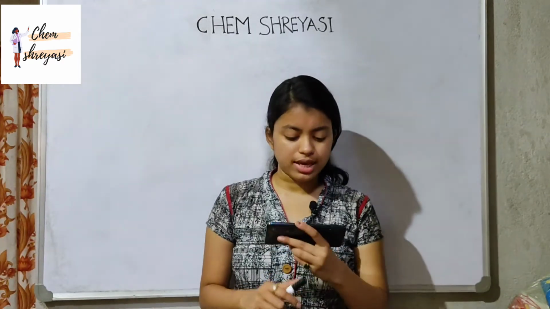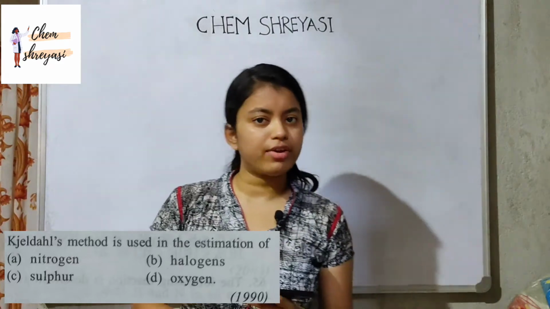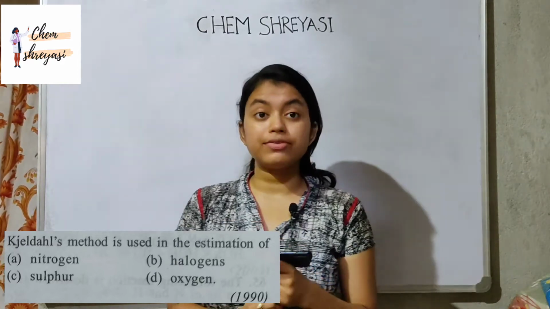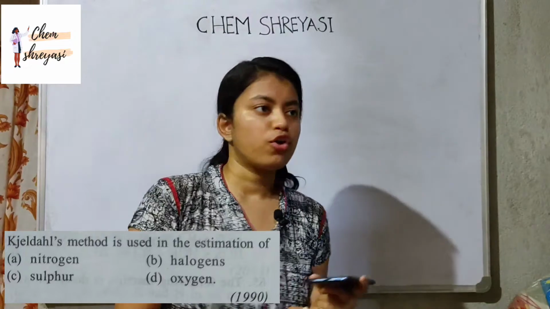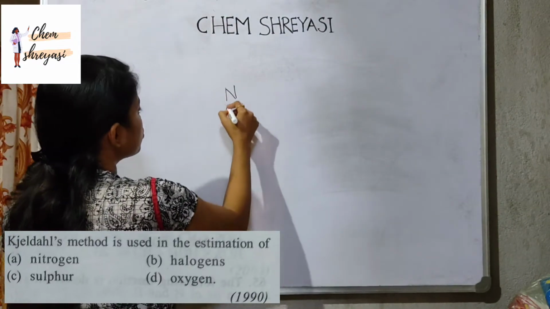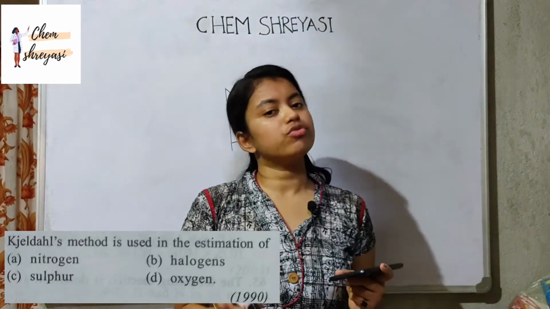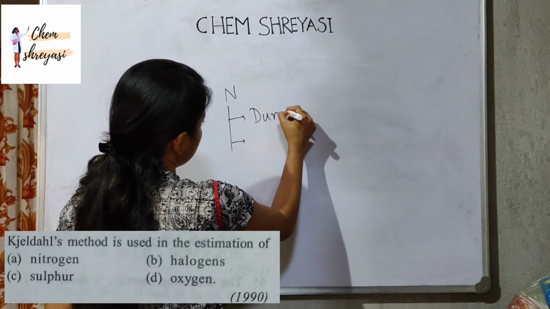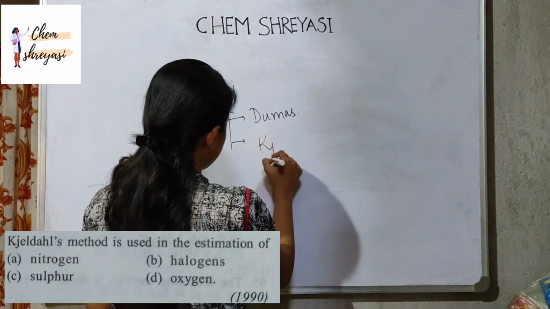Our next question says that the Kjeldahl method is used for the estimation of, and we have been given 4 options again: nitrogen, halogen, sulfur and oxygen. Now, for the quantitative analysis of nitrogen, we use 2 methods. The first one is the Dumas method, and the second one is the Kjeldahl method.